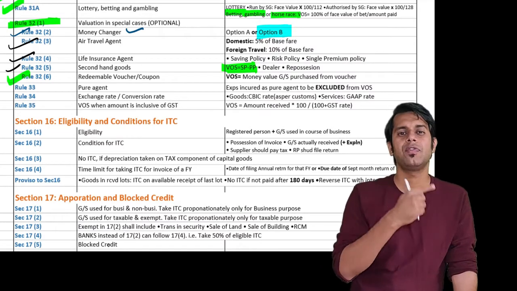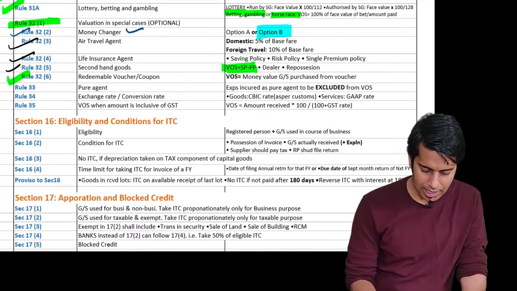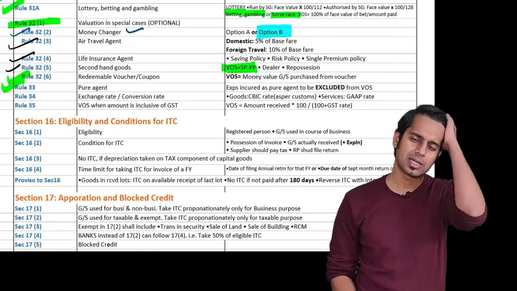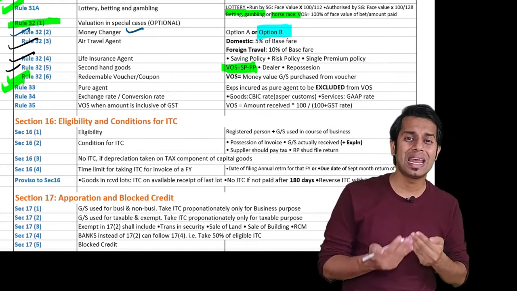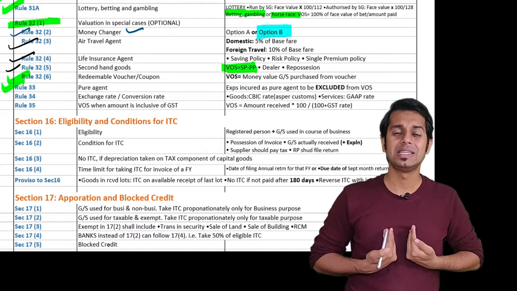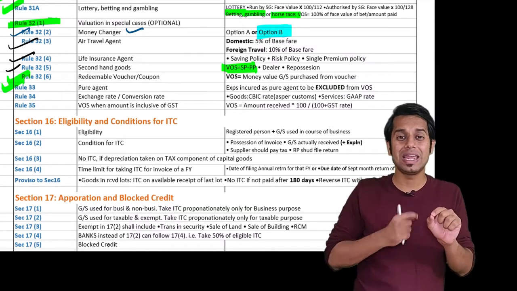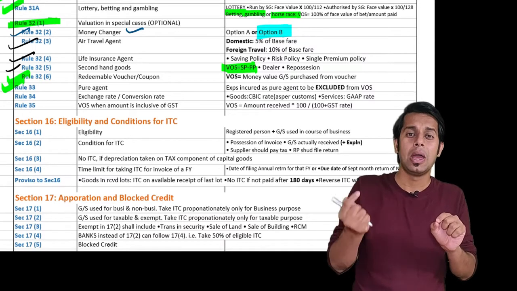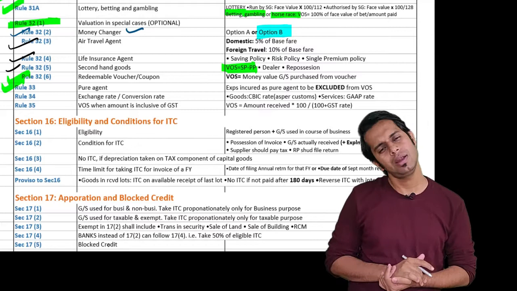In such cases, if the recipient is eligible for full input tax credit, the value can be taken as nil. Then rule number 33. What is rule number 33, sir? Rule number 33 talks about pure agent services. If the supplier is incurring any expenses by acting as a pure agent of the recipient, then that expense should not be added in value of supply.